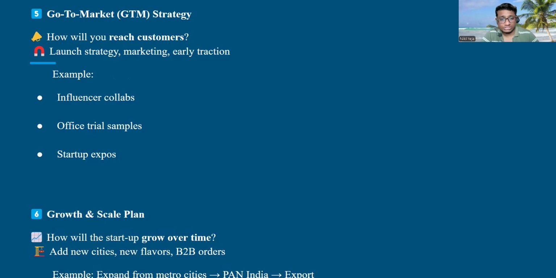So you will be going with the growth strategies too, right? You'll be thinking from the growth strategy perspective too, right? Example, expand from metro cities to pan India, export. So this is how you will be planning a growth as well as scale plan.